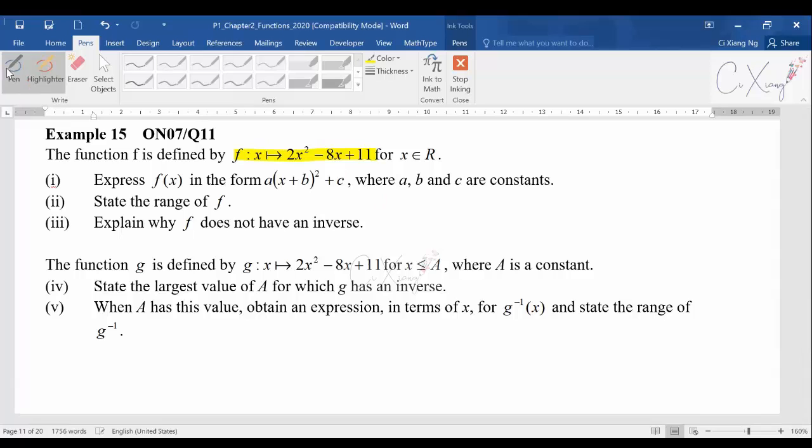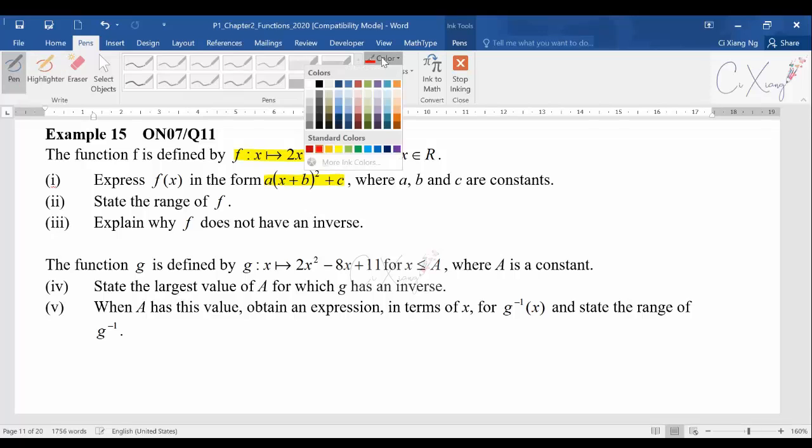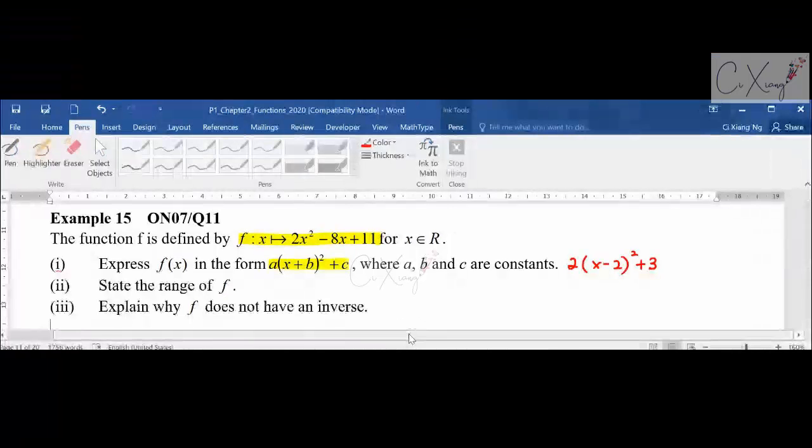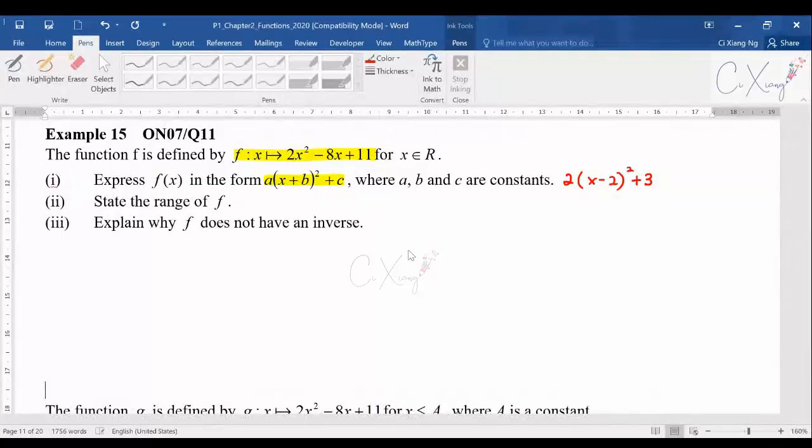Function f(x). First, they want you to express it in the completing square form. You can see that completing square form is very important because it is always asked in the exam. Again, same rule, please complete this yourself. I'm having 2(x minus 2) squared plus 3. Then after that, they want you to state the range of f. To state the range of f, how can we find out the range of f? Generally, I will still draw a graph to help me.